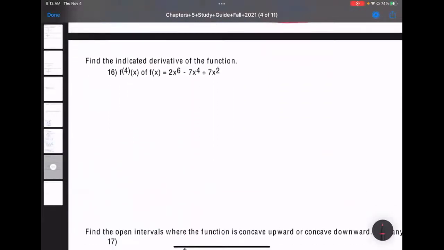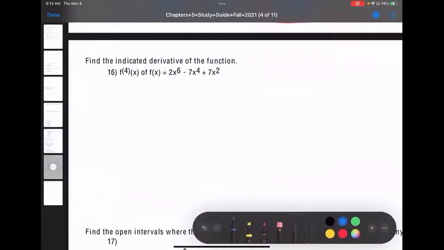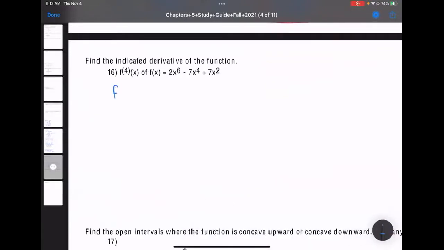Okay, so we're going to find the indicated derivative of the function. Here we have f 4x, so that's the fourth derivative of f of x. So we're just going to take the derivative 4 times. So let's start working through it. F prime of x, this is just power rule. So that's 12x fifth minus 28x cubed plus 14x.